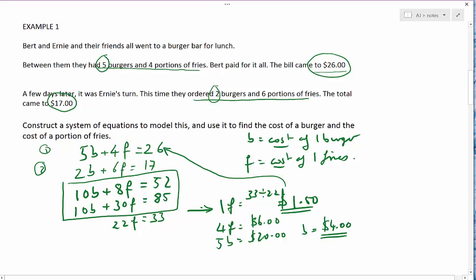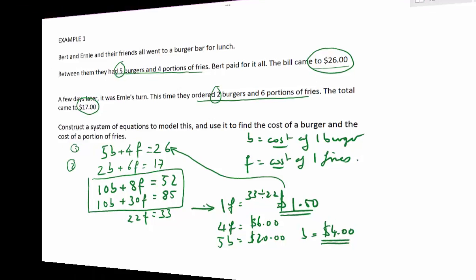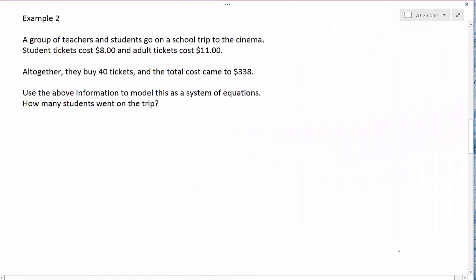We've answered this question really by a common sense method of comparing the two orders and scaling them up. The proper name for this is elimination, and we'll come to that in the next video. So here we have a second typical example. Please pause the video and read it carefully and make sure you understand it.